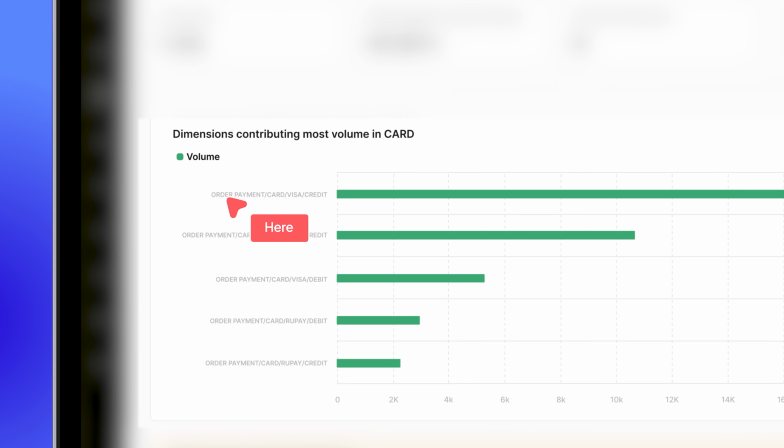As you go down, you can see the exact dimensions at which routing decisions are being made for the payment instrument type cards. The top 5 dimensions based on volume are listed in this particular chart. For example, you can see that the highest dimension is order payment, card, Visa, and credit. How you read this information: the first part signifies the type of payment that is happening. For example, order payment signifies a normal payment, as compared to a mandate register, which tracks to a mandate type of payment. The second part is the payment method type, which in this case is cards. The next two granularities signify the network in which the routing decisions are being made, for example Visa, and the card type, which is credit card or debit card.